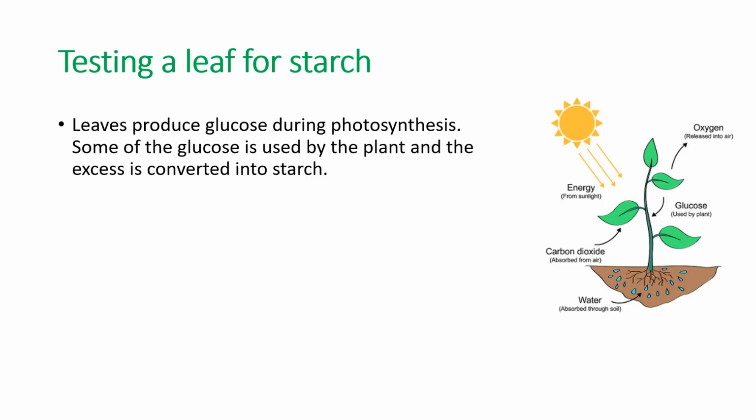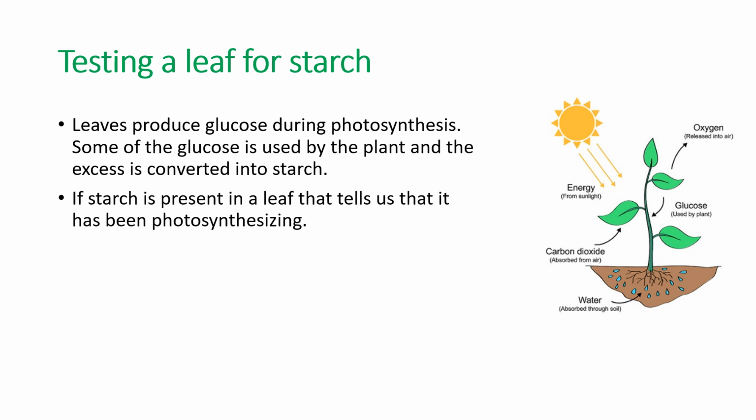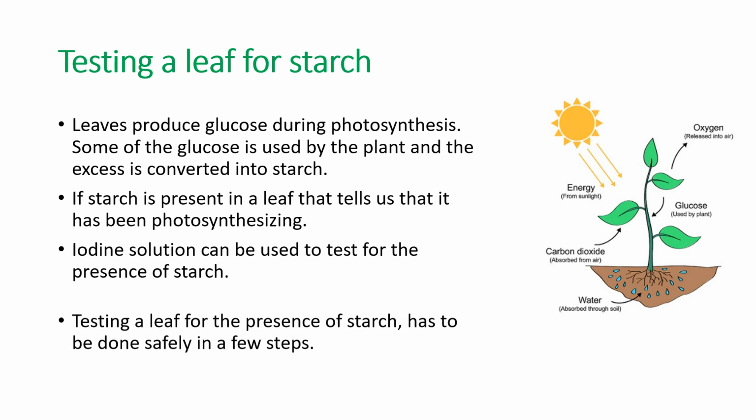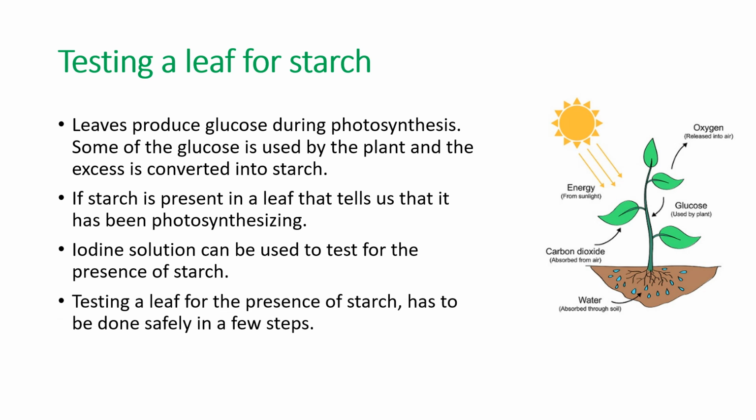Testing a leaf for starch. Leaves produce glucose during photosynthesis, and some of the glucose is used by the plant and the excess is converted into starch. If starch is present in a leaf, that tells us that it has been photosynthesizing. Iodine solution can be used to test for the presence of starch. Testing a leaf for the presence of starch has to be done in a few steps, and we have to be very careful about our safety during this test.